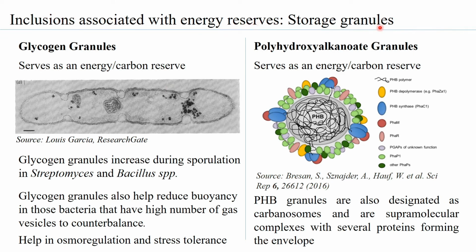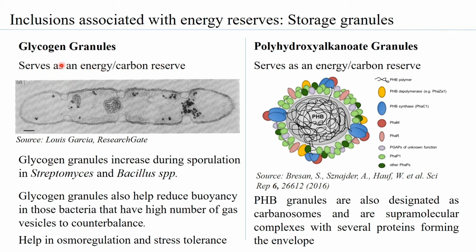So storage granules are present mostly in all bacteria. And some of the very common storage granules are what we are going to discuss. Glycogen granules. Glycogen, all of you know, is a polymer of glucose. So it serves as an energy or carbon reserve, and it forms when there is a limiting nutrient.